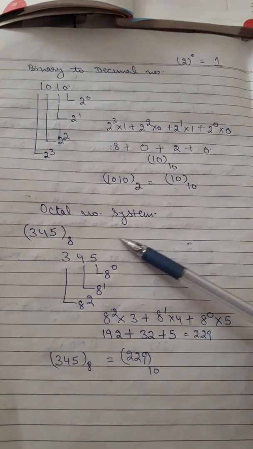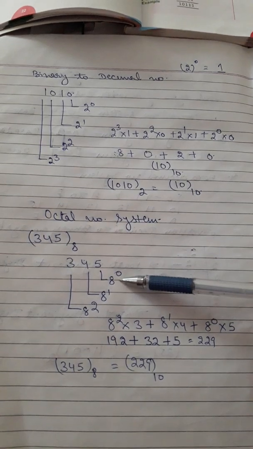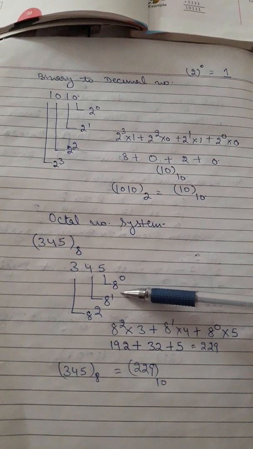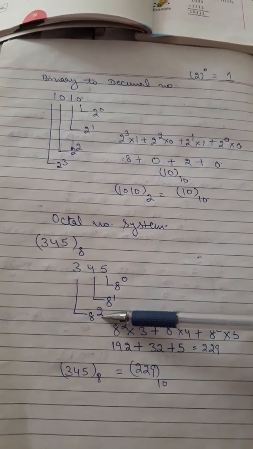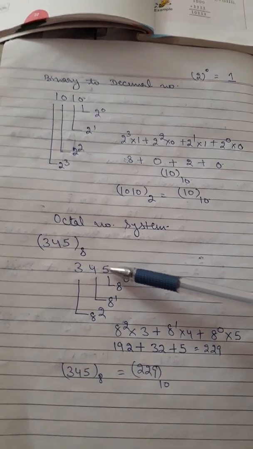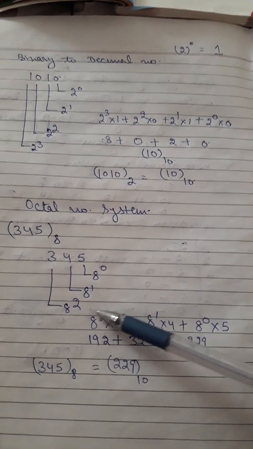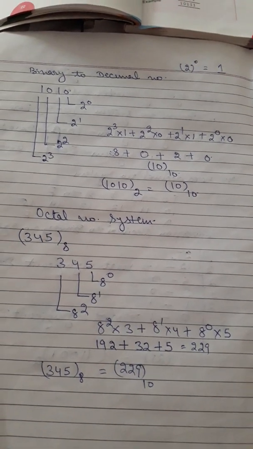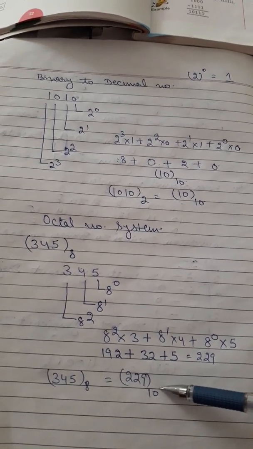Same in octal number we are doing here with 8. In octal number base 8, using 8 raised to power 0, 8 raised to power 1, 8 raised to power 2. Okay, this is our digit on the units place, tens place, hundreds place. Okay, then here is 8 raised to power 2 multiply with 3. Okay, then calculate this. After calculation we can get this.